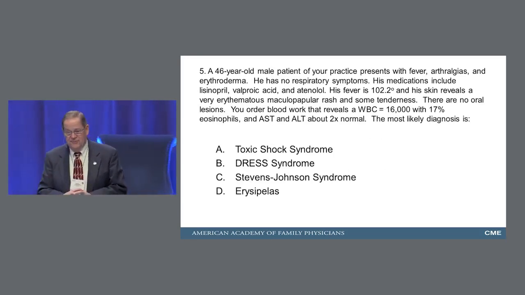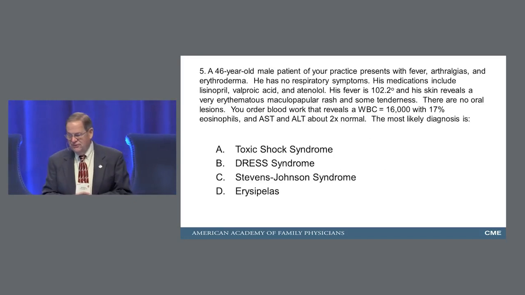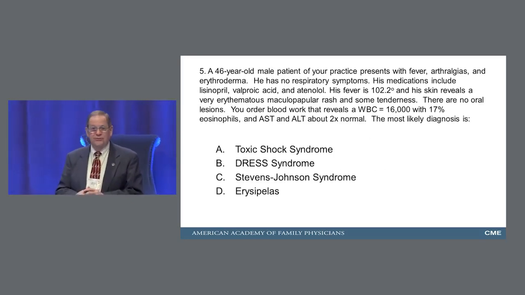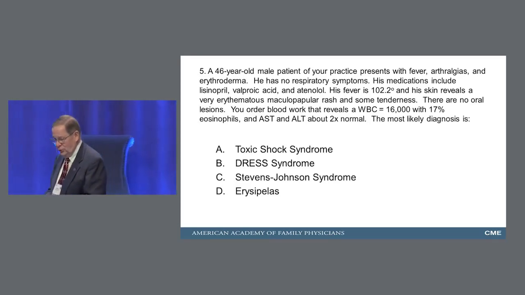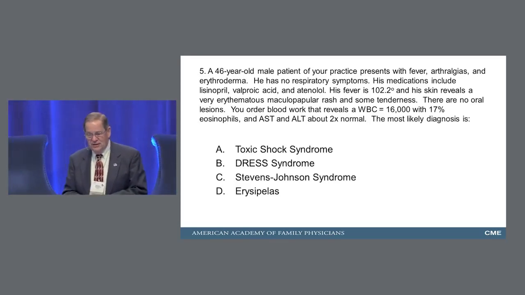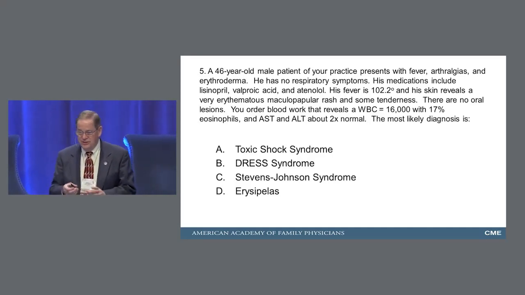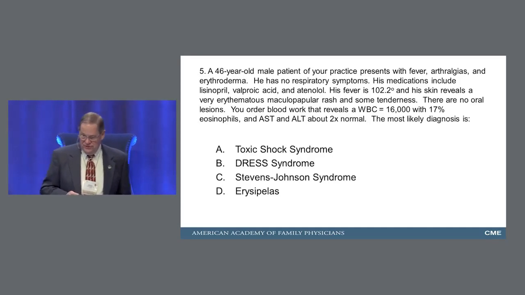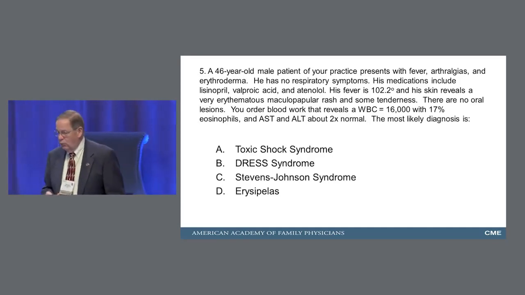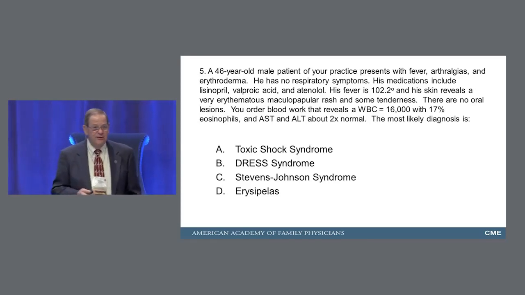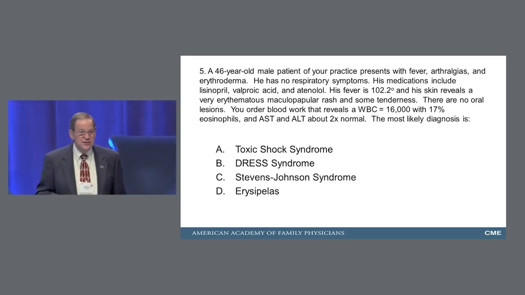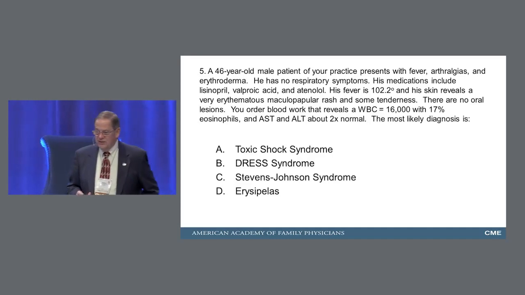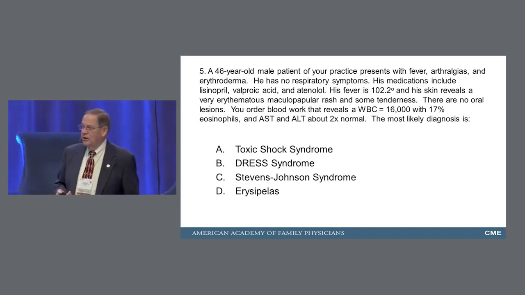Okay, another question. A 46-year-old male patient of your practice presents with fever, arthralgias, and erythroderma. He has no respiratory symptoms. His medications include lisinopril, valproic acid, and atenolol. His fever is 102.2. His skin reveals very erythematous maculopapular rash and some tenderness when you touch this rash. There are no oral lesions. You order blood work that reveals an elevated white count, 16,000, 17% eosinophils, and some elevation of AST and ALT. The most likely diagnosis is toxic shock syndrome, DRESS syndrome, Stevens-Johnson syndrome, or erysipelas.